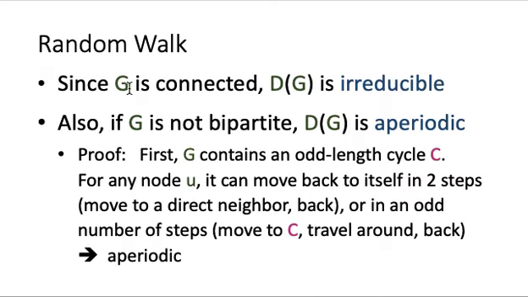Now, since the graph G is assumed to be connected, the corresponding Markov chain is irreducible. So it is easily checked. Every state can reach every other state.